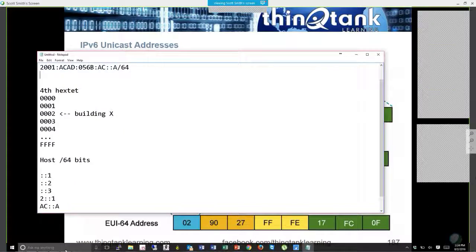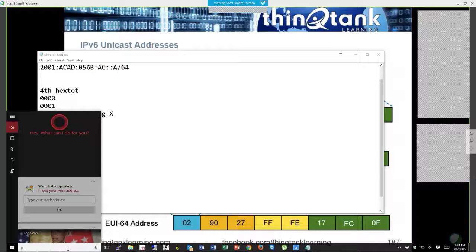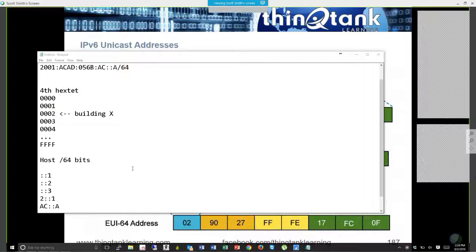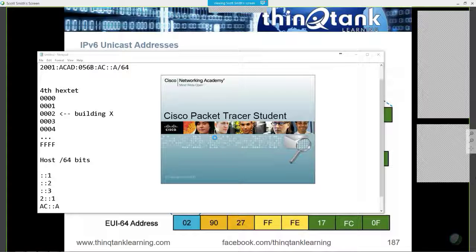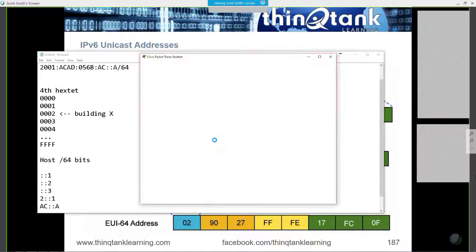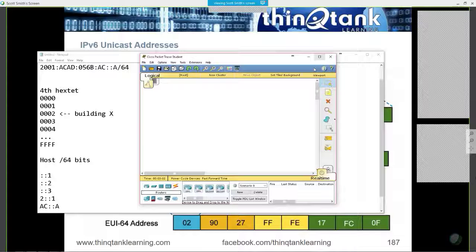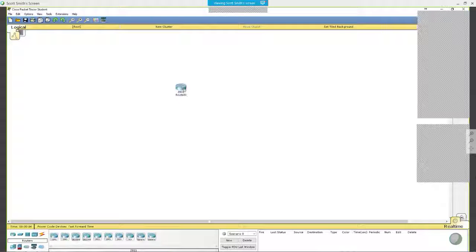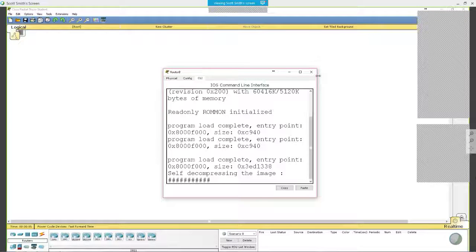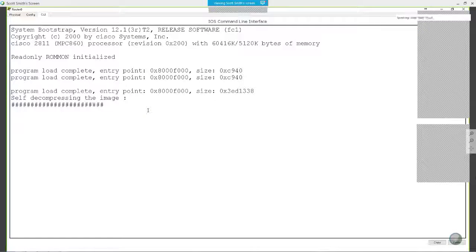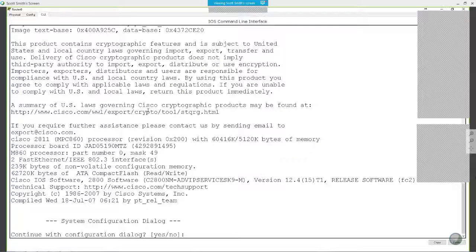Let me go ahead and pull up a router here. All right, I'll just do a quick demonstration here. We're almost done with this chapter. The last chapter we'll do today, I know we're past our 5 o'clock time, but you know, we won't be much longer. We're going to do the subnetting next.